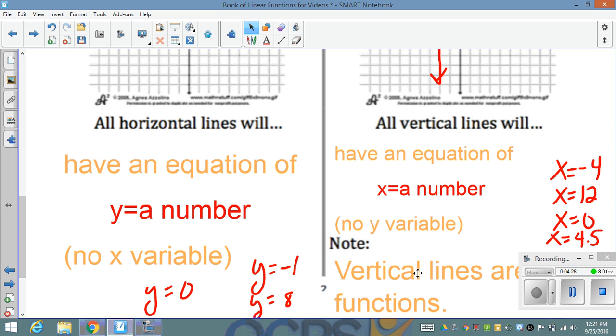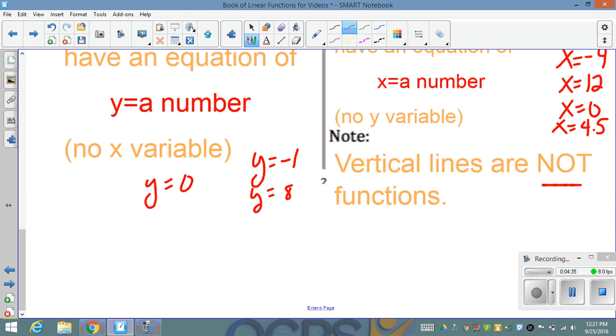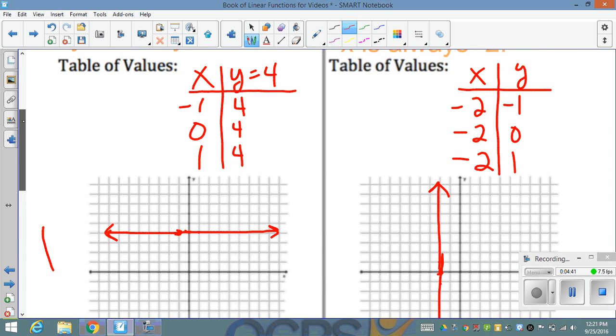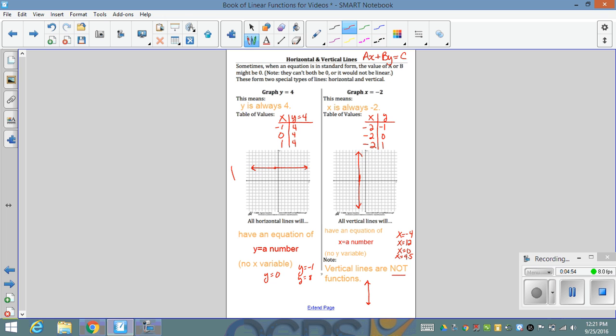It is important to note that vertical lines are not functions. They do not pass the vertical line test. Or if you look at your table of values, my x values get reused. They get mapped to more than one value of y. So these are our two special cases for our linear equations. Again, if you have y equals a number, that's going to always give you a horizontal line. And if you have x equals a number, that is always going to give you a vertical line.